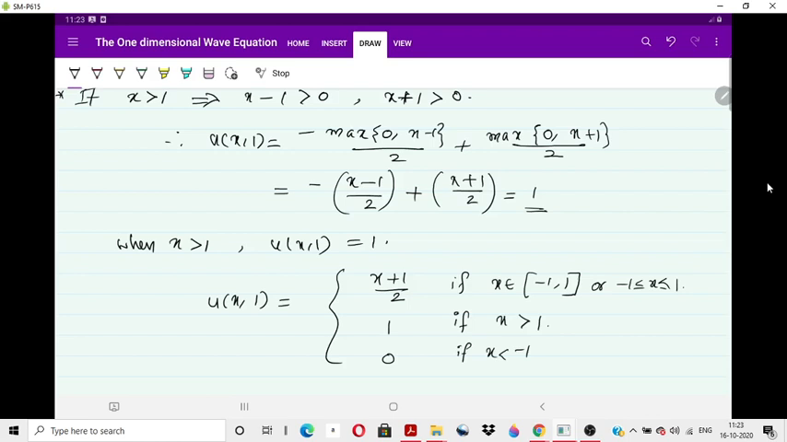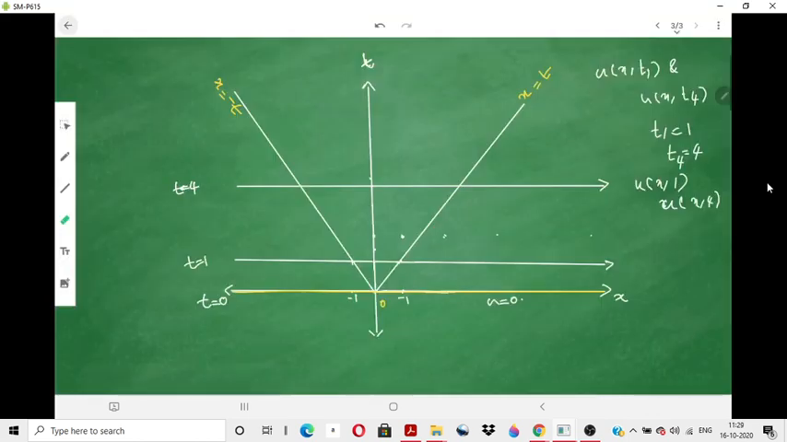Now we need to plot. Now it is very easy to plot the graph in the xt plane. So let's do that. So when x is less than minus 1, these are the points minus 1 and, sorry, this is plus 1. Okay, this is plus 1 and minus 1.